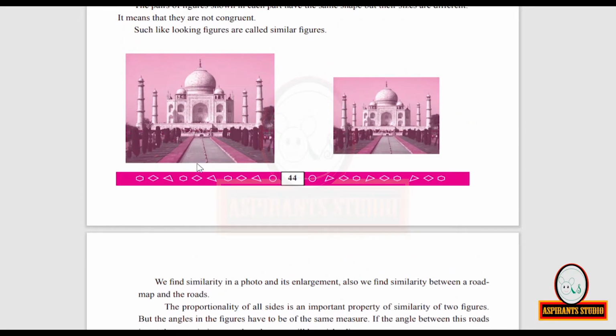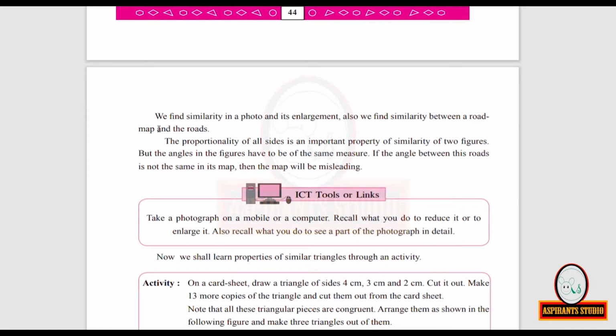Look at these two photographs. They are of Taj Mahal. They are similar figures. We find similarity in a photo and its enlargement. Also, we find similarity between a road map and the roads.